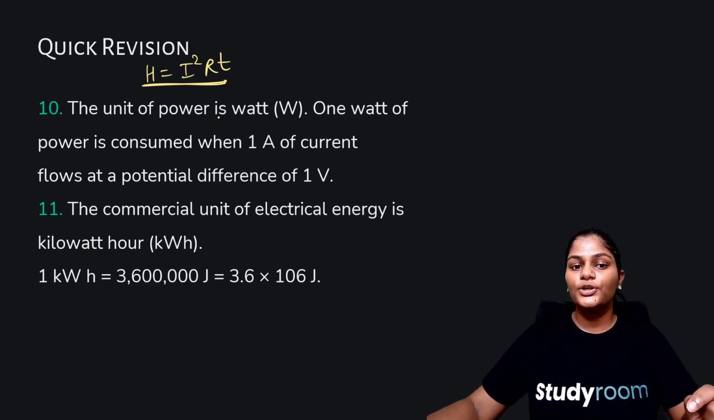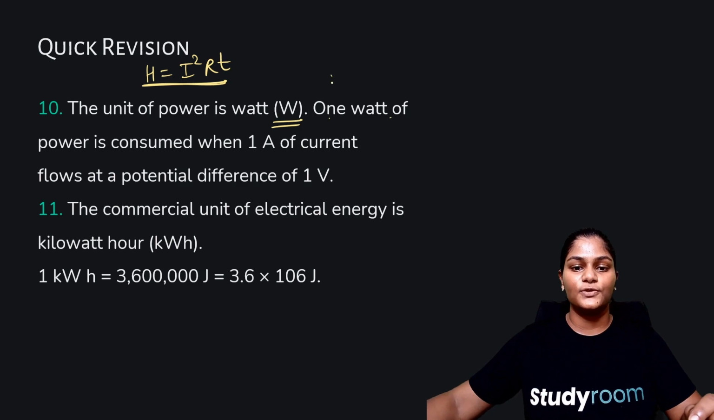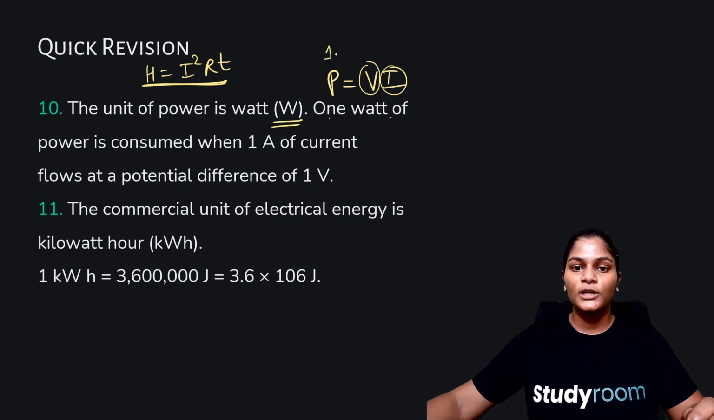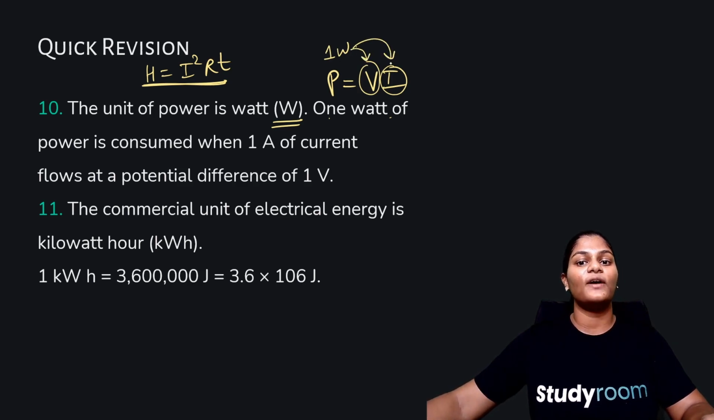Next it says the unit of power is watt. Yes, this time it's correct. 1 watt of power is consumed when 1 ampere of current flows at a potential difference of 1 volt. Where has this come from? P equal to VI. So we put I as 1 and V as 1. So 1 watt is the power consumed by a resistor through which 1 ampere of current is flowing, and it has a potential difference of 1 volt across it. We take both as 1.